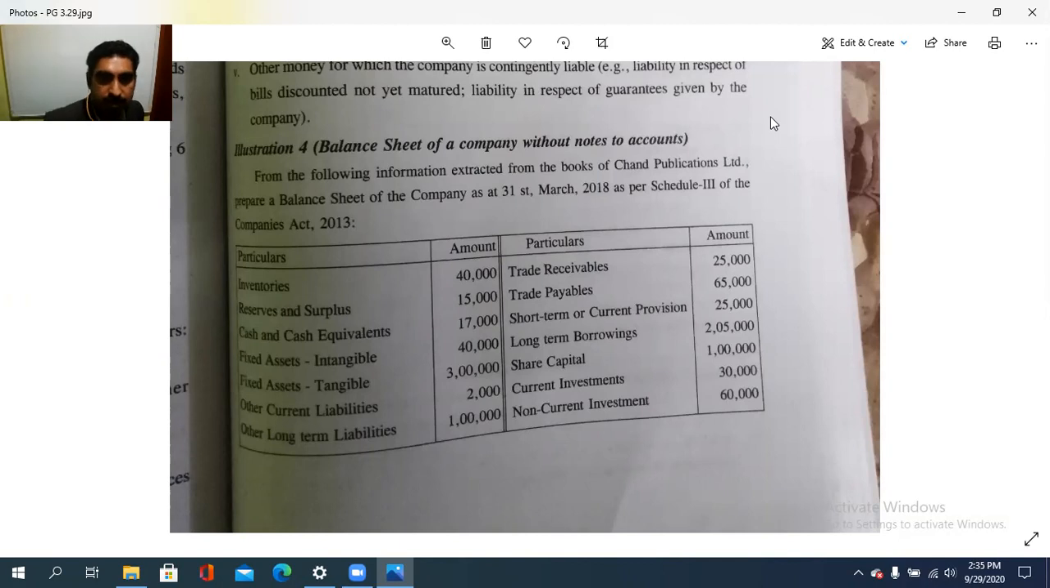So, from the following information extracted from the books of Chand Publications Limited, prepare a balance sheet of the company as at 31st March 2018 as per Schedule 3 of the Companies Act. So, how it is to be, we will look into.